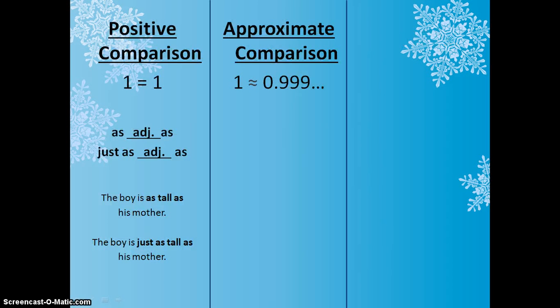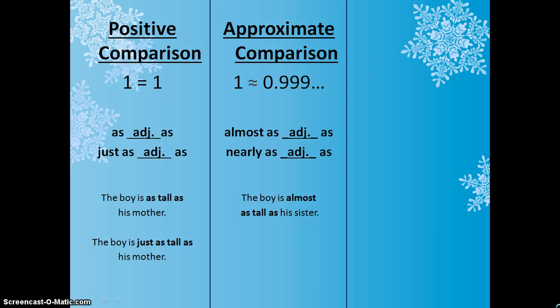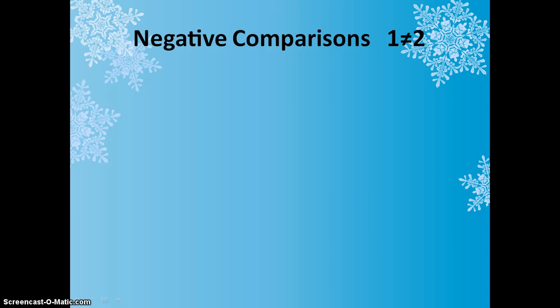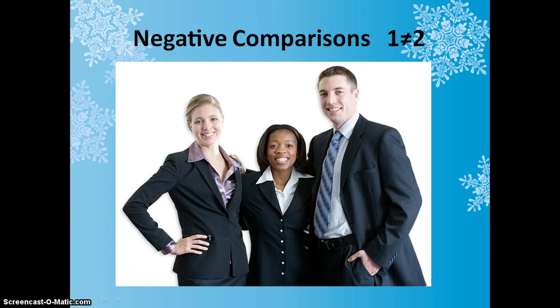So let's add this approximate comparison to our chart. Here we have our math symbol. 1 almost equals 0.99999. Then we have our almost, and then our nearly. And here are our two example sentences. The boy is almost as tall as his sister, and the boy is nearly as tall as his sister. Let's move on to that last math symbol, the does not equal sign. That's our negative comparison. Here's a picture of three people.